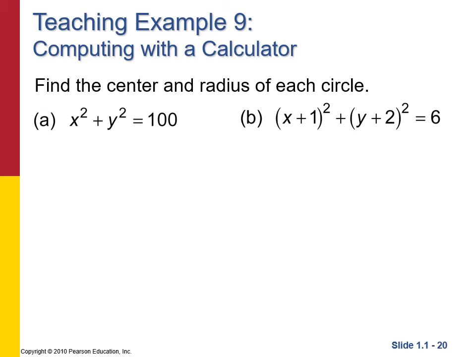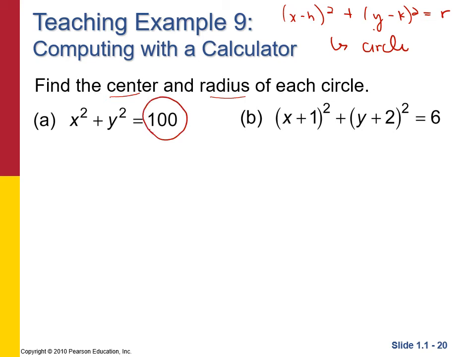All right, so computing with the calculator, let's find the radius and the center of each circle. So these are formulas for a circle. Really, x minus h squared plus y minus k squared is equal to r squared. This is the formula for a circle. If there's no minus h or minus k, the center is probably right at 0, and notice this r squared here.